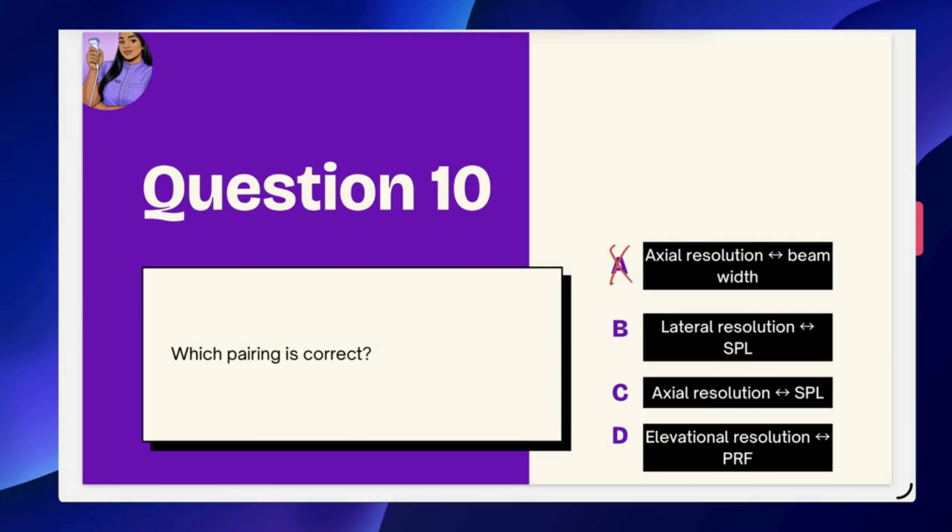B says lateral resolution and SPL. With lateral resolution, we're not talking about the pulse length. We're talking about the beam width, right? Yes, correct, Izzy. Lateral resolution is matched with the beam width. Good job. So lateral resolution is not about SPL either. C says axial resolution and SPL. Everybody was saying C, and that is correct. Axial resolution is all about those pulses. Short SPL gives us good axial resolution.